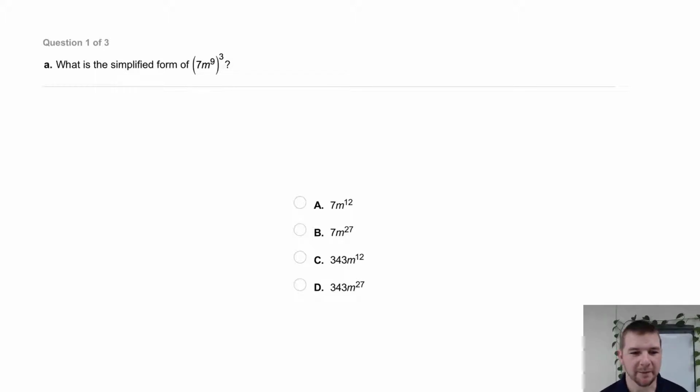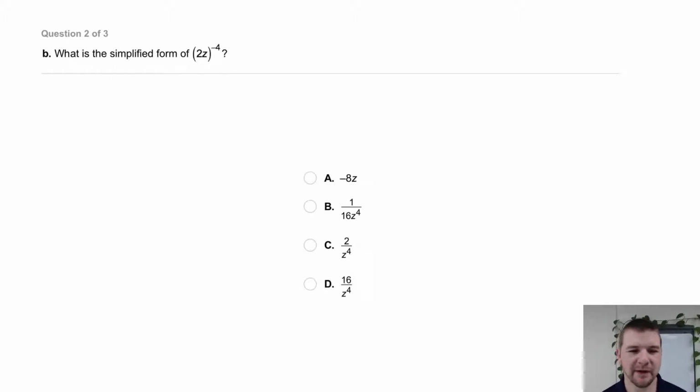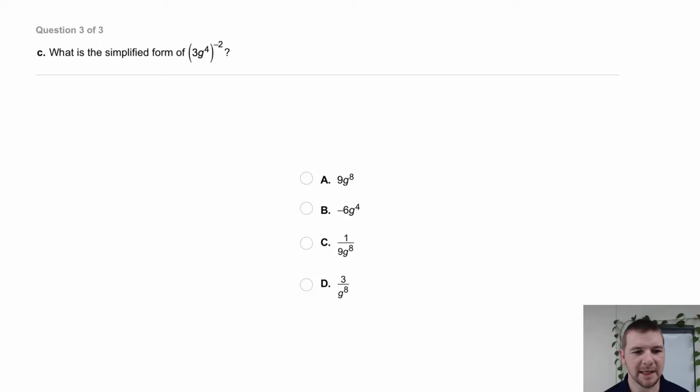Your turn. Part A. What is the simplified form of (7m^9) raised to the 3rd power? Part B. How about the simplified form of (2z) raised to the negative 4th power? And C. The simplified form of (3g^4) all raised to the negative 2 power.